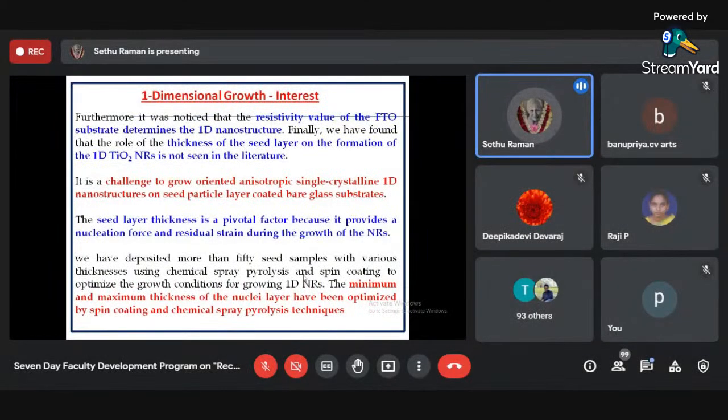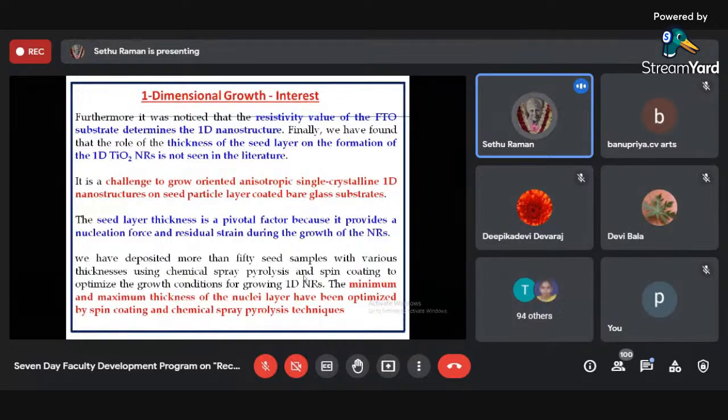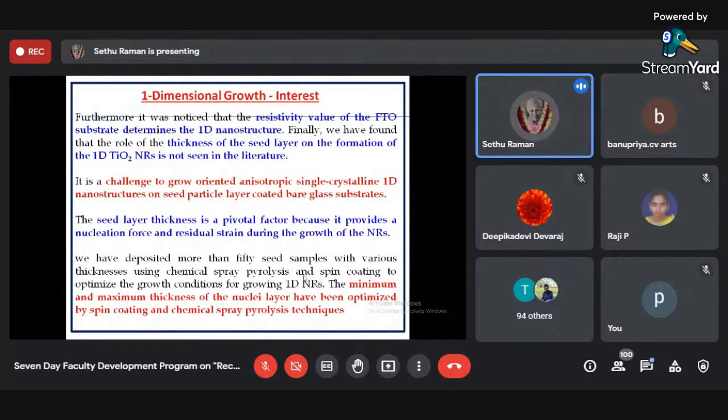It is challenging to grow oriented, anisotropic, single crystalline one-dimensional nanostructures on a seed particle layer coated on a bare glass substrate. Seed layer thickness is a very important factor, and it provides a nucleation force and residual strain during the growth of the nanorods. So we prepared more than 50 seed samples with various thicknesses using chemical spray pyrolysis and spin coating techniques to optimize the growth conditions for growing one-dimensional nanorods. The minimum and maximum thicknesses of the seed layer have been optimized by spin coating and chemical spray pyrolysis.